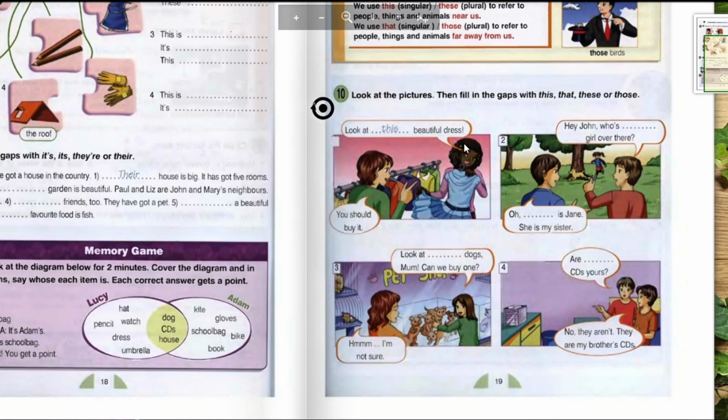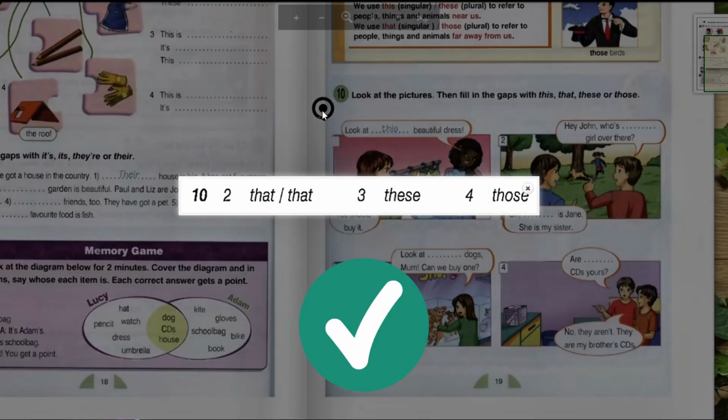Fill in the gaps with this, that, these, or those. Look at this beautiful dress. You should buy it. Hey John, who is that girl over there? Oh, that is Jane. She is my sister. Look at these dogs. Mom, can we buy one? I am not sure. Are those CDs yours? No, they aren't. They are my brother's CDs. So you can also see the right answers here.